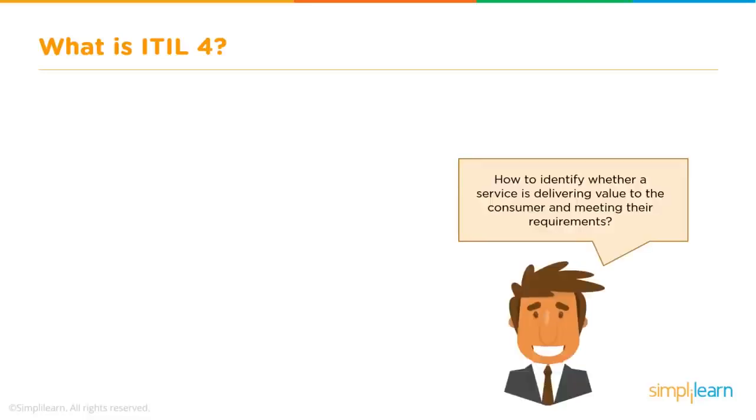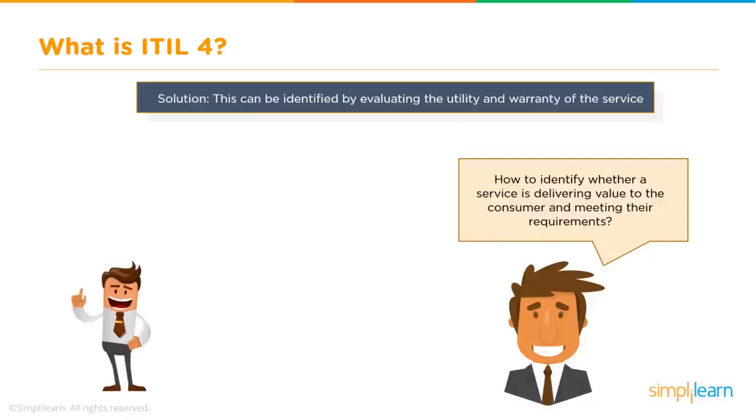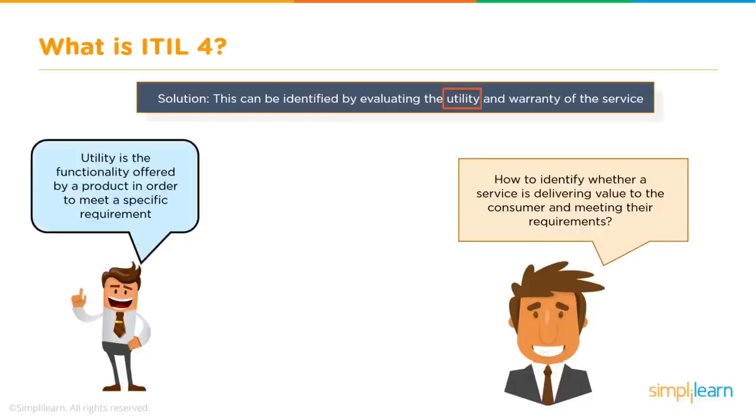Now what is ITIL 4? In ITIL 4, how do we identify whether a service is delivering value to the customer and meeting their requirements? The solution: this can be identified by evaluating the utility and warranty. It is very essential to understand what utility and warranty are. Utility refers to the functionality offered by a product in order to meet a specific requirement. For example, the utility of a training service is about the timings of the service, the content delivered during the service, the profile of the trainer, etc.